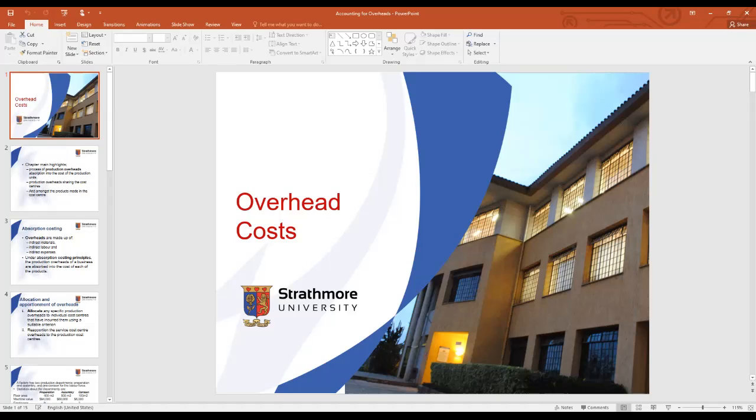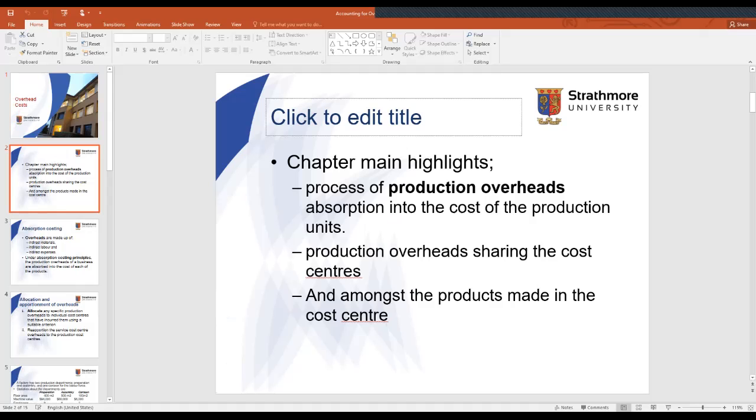The first step, of course, is to determine what overhead costs are. Then we determine how we allocate overheads that have been incurred elsewhere, for example, when you want to allocate them to a particular department. We call that cost allocation, or cost absorption. So in this topic, we'll be discussing the process of production overhead absorption into the cost of the production units.